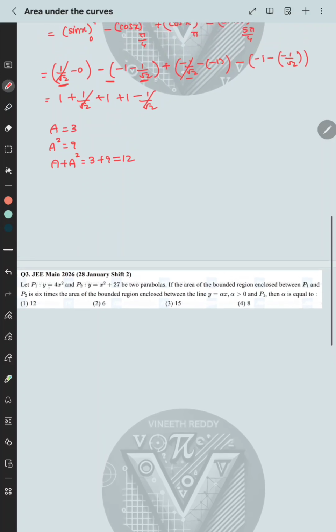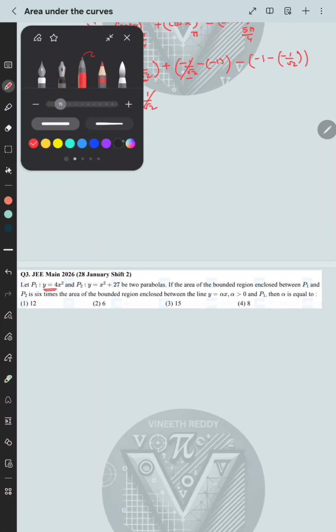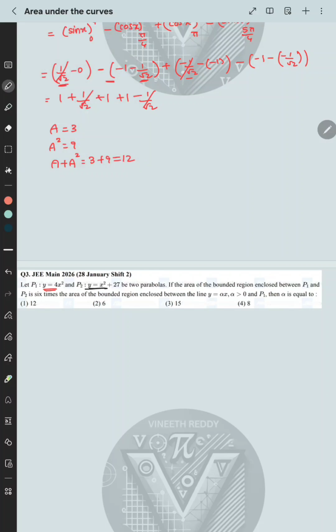Next question, he says let P1 be a parabola y is equals to 4x square and P2 be another parabola y is equals to x square plus 27, right? If the area of the bounded region enclosed between P1 and P2 is 6 times the area of the bounded region enclosed between the lines y equals to alpha x and P1.